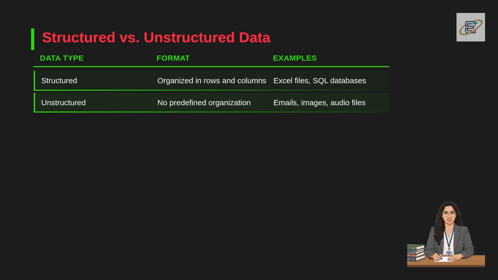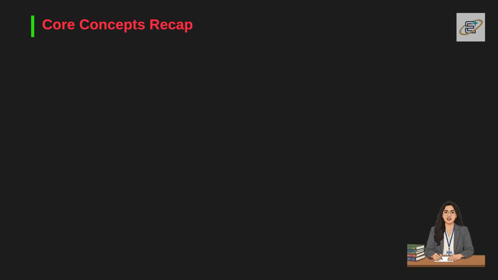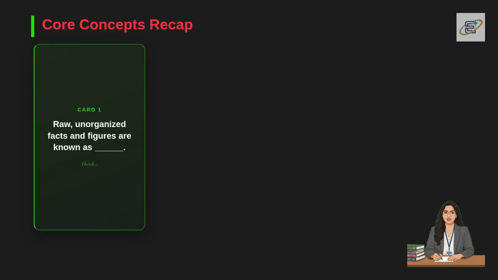As an analyst, you will eventually need to work with both types. We have covered a lot of foundational ground today, so let us lock in these concepts with a quick active recall exercise. I will show you a prompt, and I want you to fill in the blank before I reveal the answer. First prompt: raw, unorganized facts and figures are known as what? Think about the very first definition we discussed.